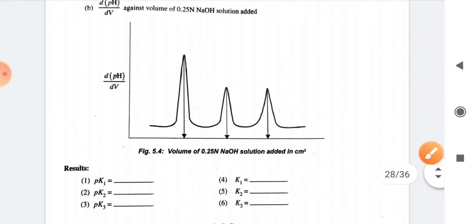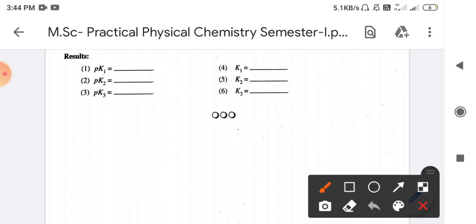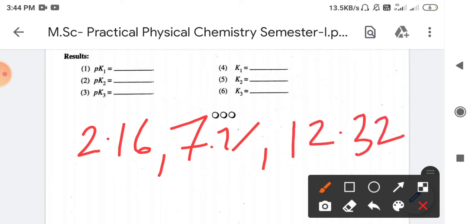For pKa1, pKa2 and pKa3, the expected values are: my pKa1 should be around 2.16. This is the expected result. Then 7.21, that is pKa2, and the last one, pKa3, is around 12.32. So these are the expected results.